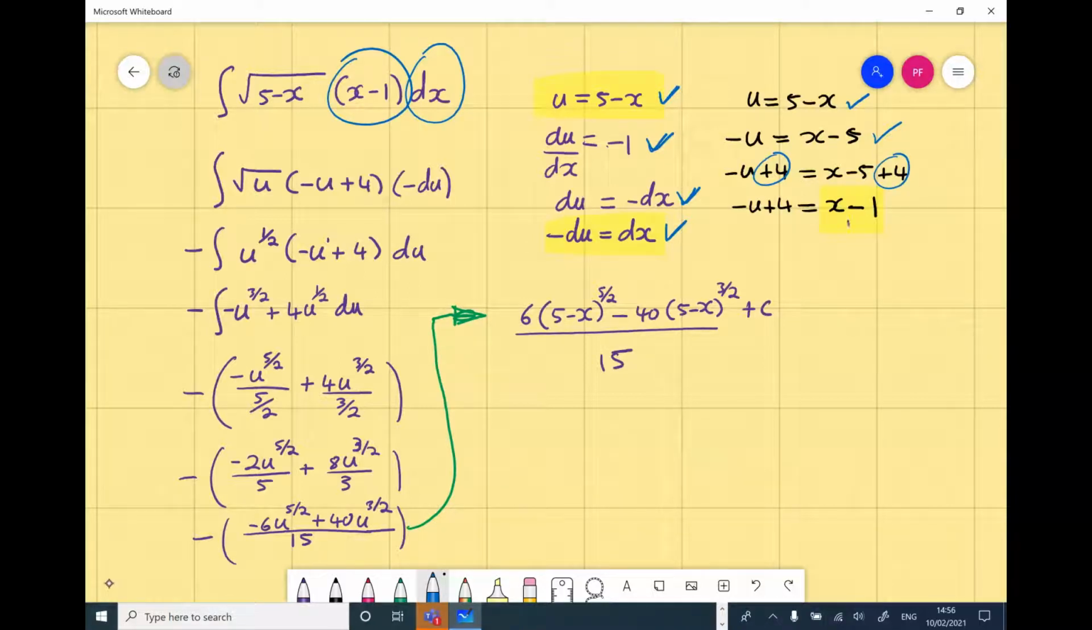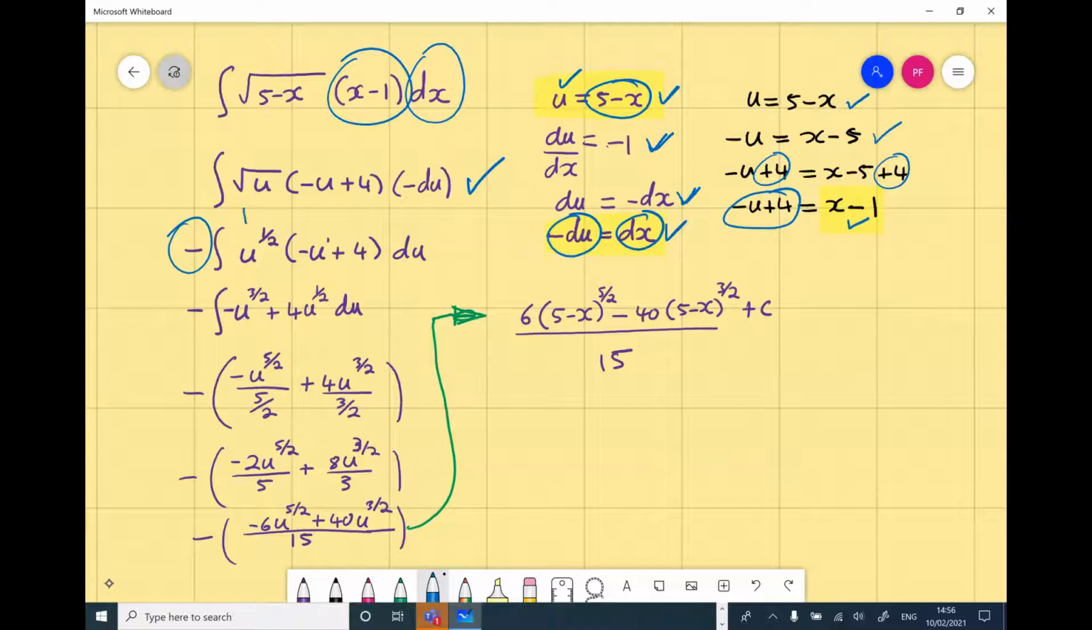So I can swap out my x minus 1 for minus u plus 4. I can swap out my 5 minus x for u. And I can swap out my dx for negative du. So I rewrite my equation. And I'm going to pop my negative out in front until the very end.